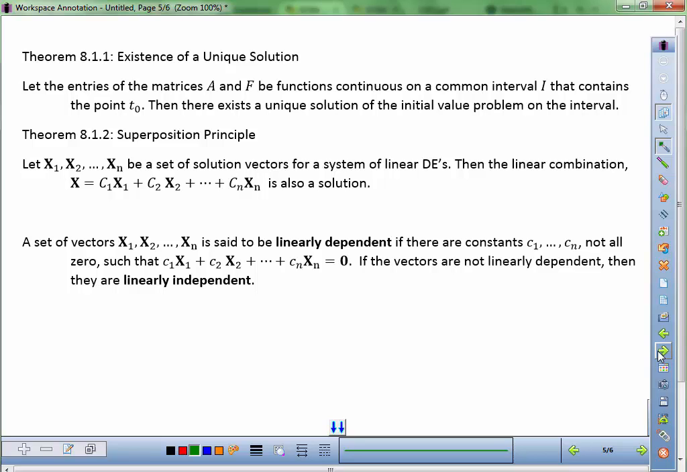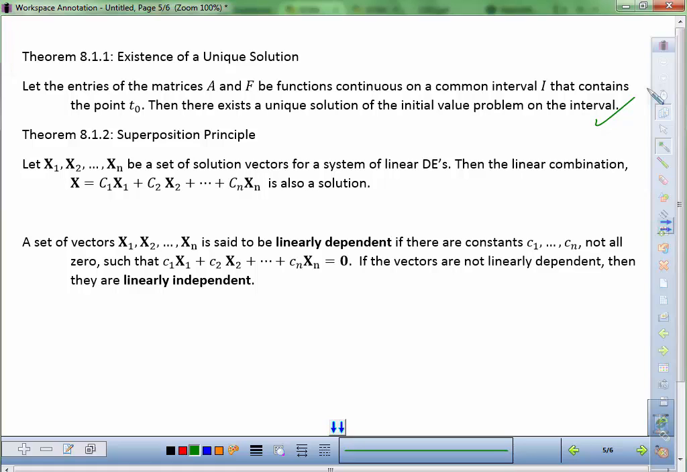All right, here's a bunch of other theory behind this that I'm not going to stress so much over. Existence of a unique solution. This is equivalent to the existence and uniqueness theorem, but for a system. As long as the entries of the matrix A and F are functions that are continuous on some common interval that contains your initial condition, then we have a unique solution that exists. So you're guaranteed a solution. So that's the first part. Say that in words and you can take it or leave it.